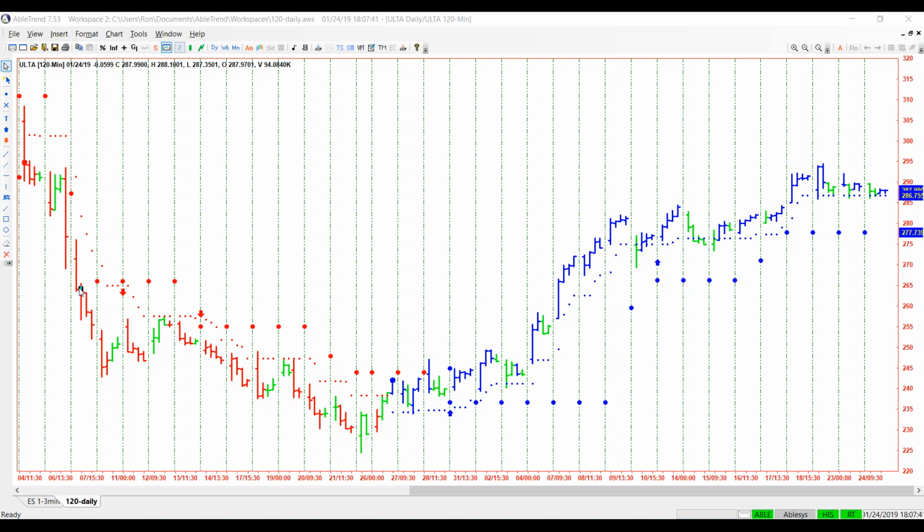There's only 2 exit signals. Well, actually, there's 3. We can use the 3 green bar exit, which is fine. We're protecting our profits and getting in and out a little bit quicker, if that's your style.